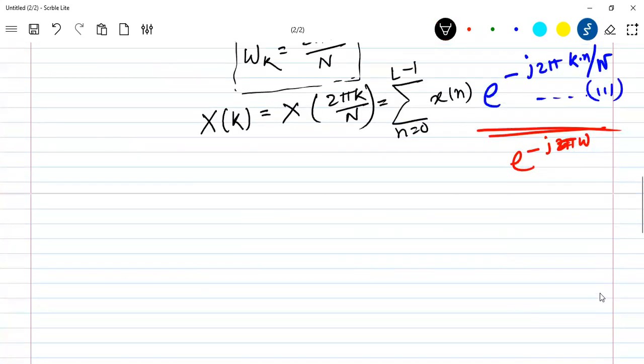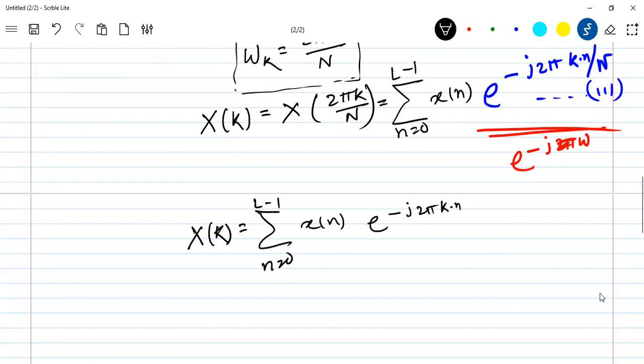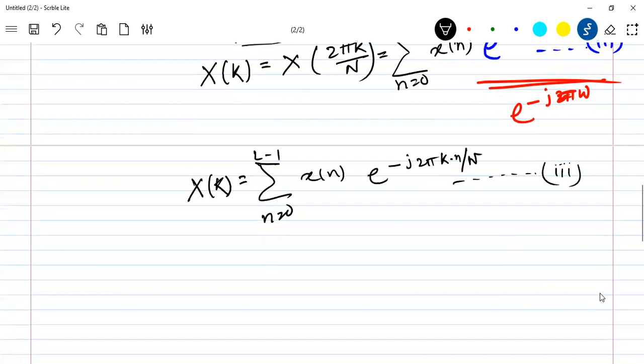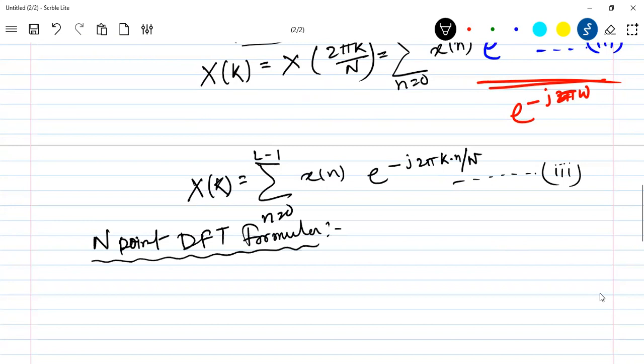So here you can see that we can write the formula again. Capital X k equals summation n equals 0 to L minus 1, x n e to the power minus j 2 pi k into n by capital N. This is equation 3. Is it okay? Yes, sir. So in case of DFT, what do we normally write? The N point DFT formula. So what about the N point DFT formula? Again, we modify this equation a little bit.